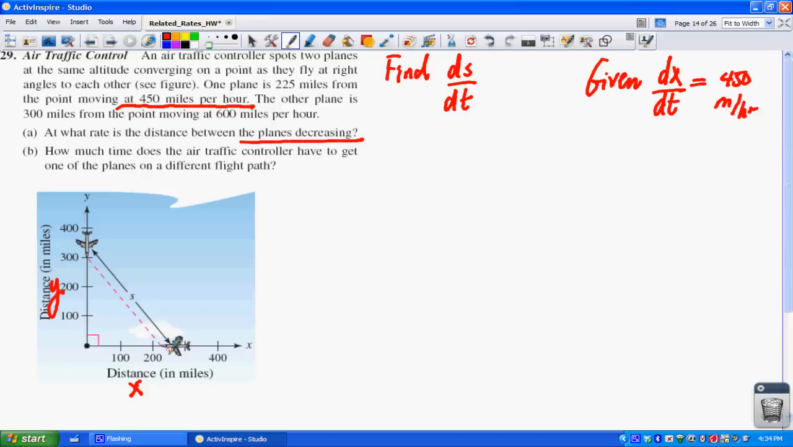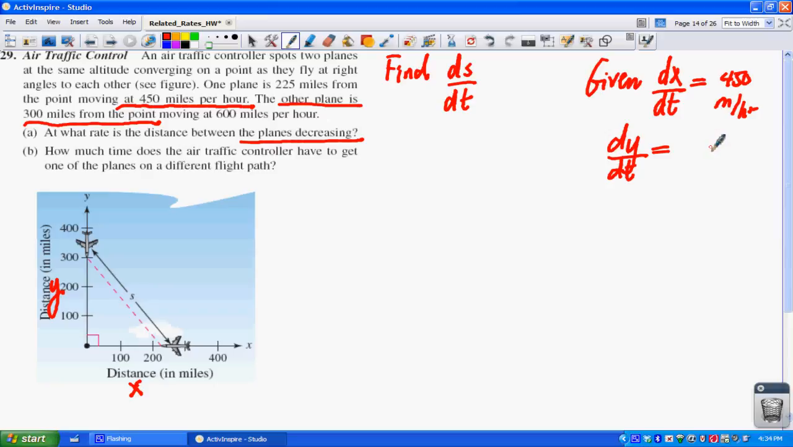We know it has to be this plane, because you can see that the plane is right at 225 miles away from this point. The other plane is 300 miles from the point, so it has to be this guy because it's 300 miles away from there. So it's telling you that this plane is flying at a speed of 600 miles per hour. Therefore, the speed of this plane in terms of a derivative is given by dy/dt. So we're given these two rates, and it's very similar to the car problem that we did in class.